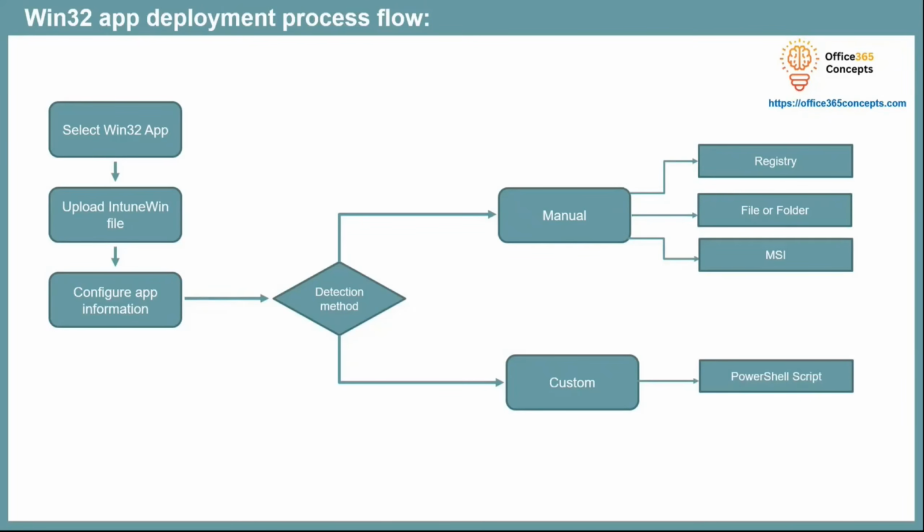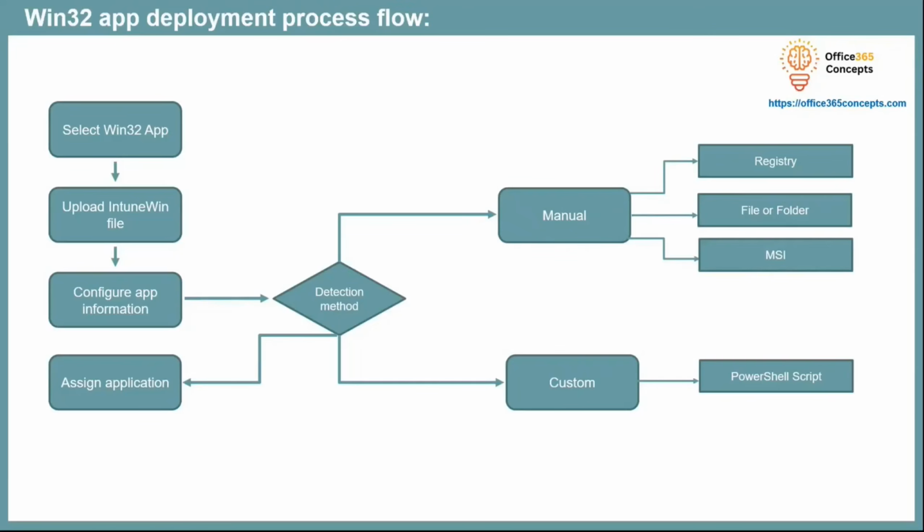So in a nutshell, a detection method or the detection rule is a way to detect whether the application was installed successfully on the machine or not. And after creating a detection rule, you will assign the application to the devices. You can assign this application to all the devices, to user accounts, or you can create a security group of users or devices, and you can assign this policy to that security group.